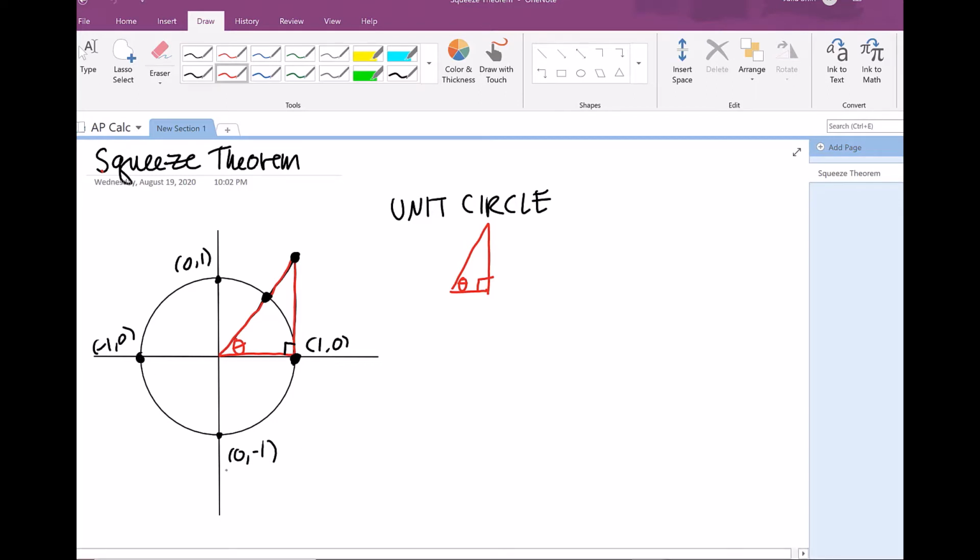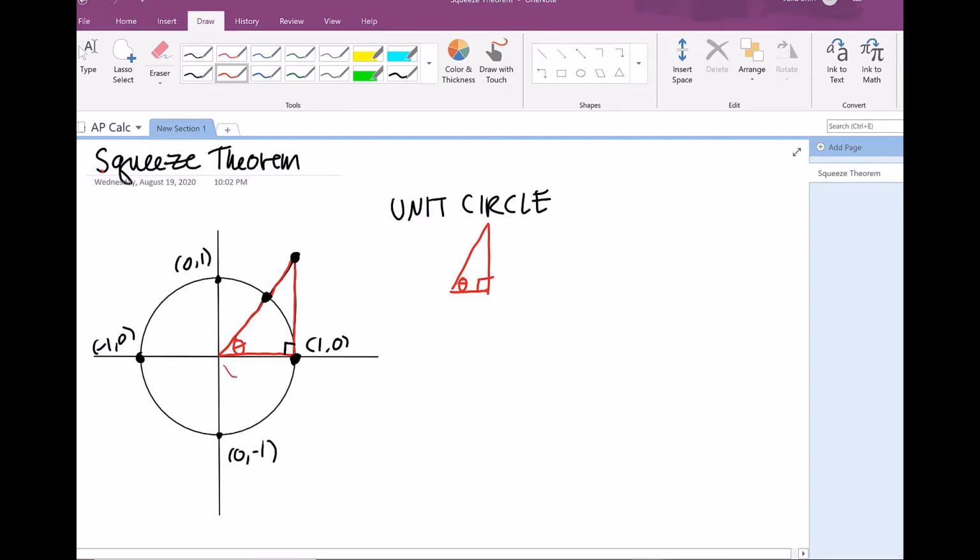So hopefully you recognize this as a unit circle. It's a unit circle because the radius is 1. And what I did was I drew a triangle here. Notice it extends beyond the unit circle, okay? So I just redrew that triangle right over here. And let's just name these parts.